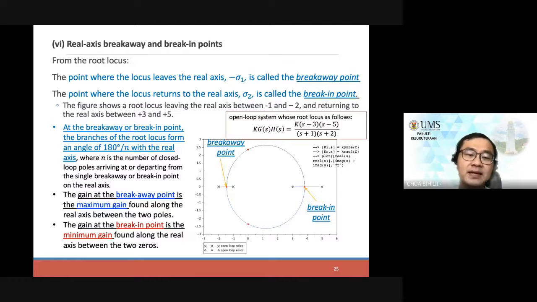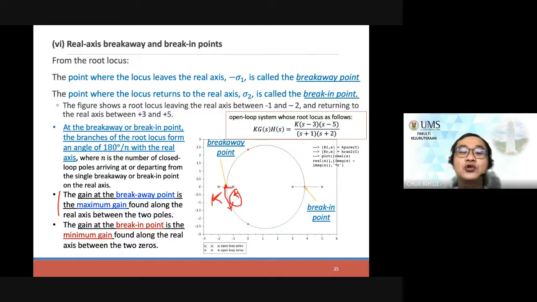So here the idea is that when it starts to break away, as we know, the K value will start from the poles and start to increase. Why we draw this direction is because it refers to the increasing of the K value, the gain value. So at this particular segment, compared to the poles, this point will have the highest K, or maximum K. So we have this statement saying that the gain at the breakaway point is the maximum gain found along this segment.